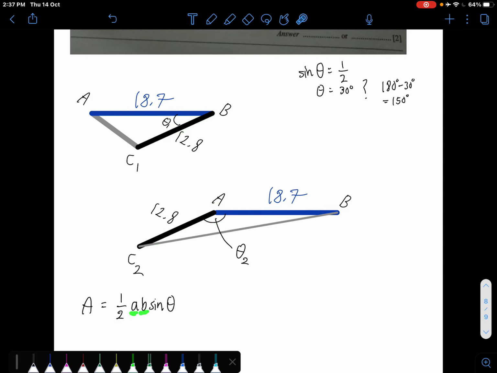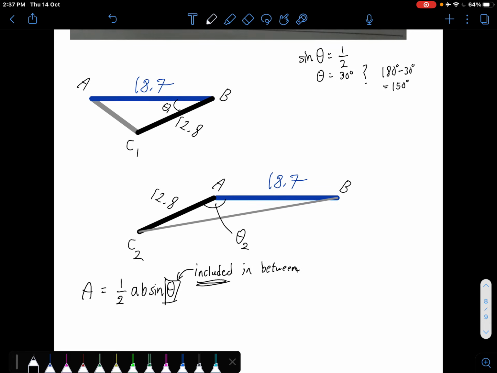Same thing with the formula half AB sine theta. The lengths A and B of the two sides must be sandwiching the angle theta. They must be surrounding the angle theta. Or in other words, the angle theta has to be included in between the two lengths. So if you remember this rule about the angle theta having to be included in the half AB sine theta formula, then immediately you'll think, oh, I can use this formula for this question. I hope that makes some intuitive sense. But anyway, now we just need to use the formula.